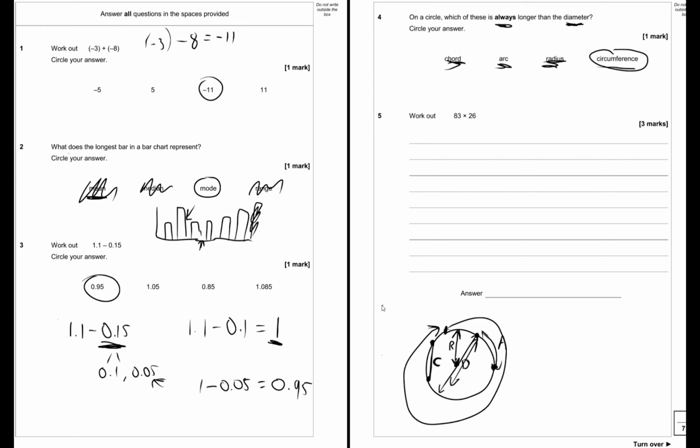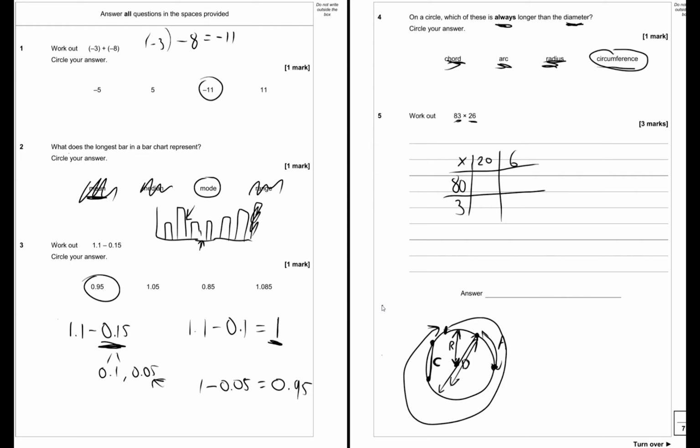Question 5. Work out 83 times 26. Okay, so let's do our box method, because this is the easiest way to do it without making mistakes. So we're going to do 83 times 26. So we're going to split it up into 80 and 3. So 80 and 3, and then the top bit we're going to split into 20 and 6. And now we just multiply across, and then we're going to add at the end.